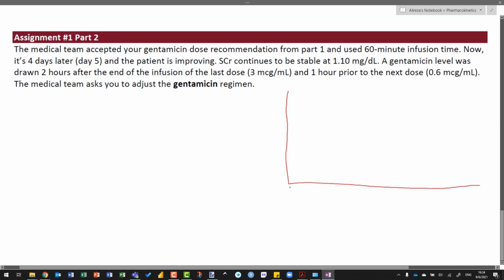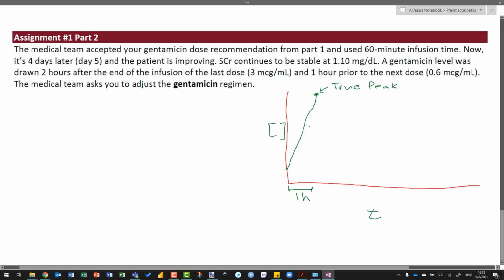So basically, the true peak is 1 hour after infusion. On the x-axis we're looking at time, and on the y-axis we'll look at gentamicin plasma concentration. So let's say it was a 1 hour infusion, so 60-minute infusion. At the end of infusion you get your true peak. And whatever the trough was, that's basically what we start with, right?